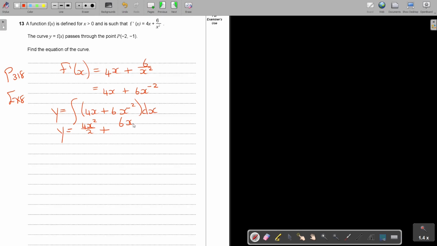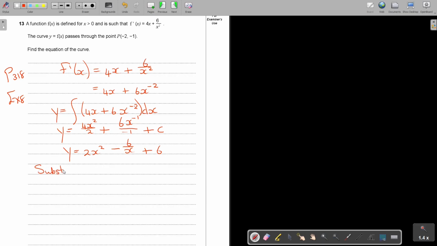The power is negative 2, let me write it better because it's unclear. Negative 2 plus 1 will be negative 1, and I divide by that negative 1. And don't forget your plus c. So I'm sitting with 2x squared, and then minus 6, and bring the x down again. And now, substitute the point in.